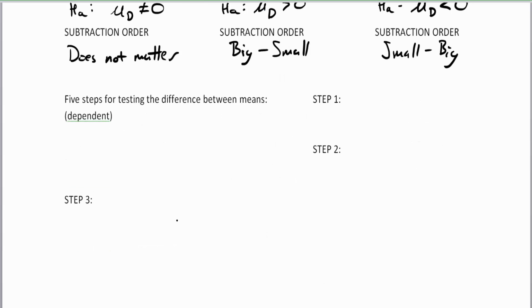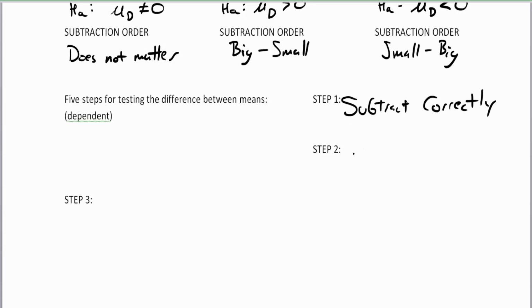Now, step 1 is not like our normal step 1s, which was to do the null and the alternative. This has to be decided before you do anything. Step 1 is to subtract correctly. And what we really mean here is if you chose a right tail test, then you better have mostly positive differences. And if you chose a left tail test, then you should have mostly negative differences.